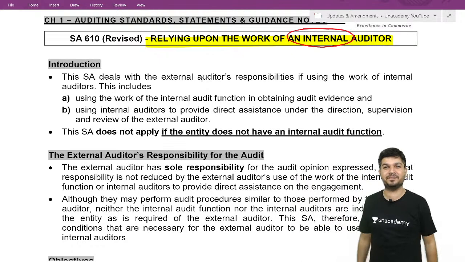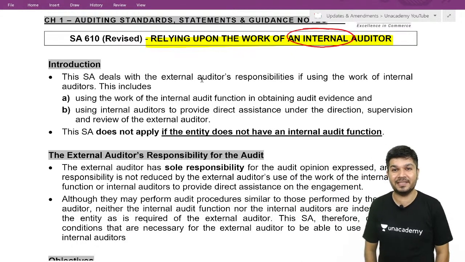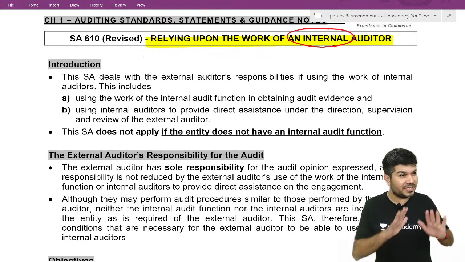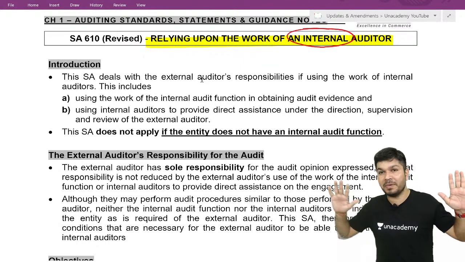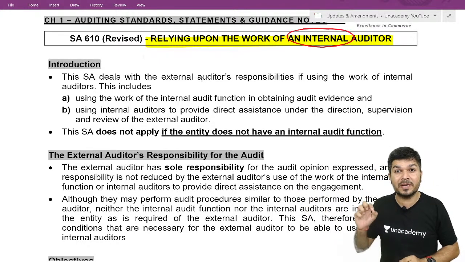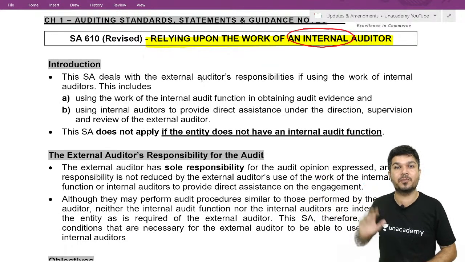And sometimes, under section 143 subsection 3 clause i, I might be required to report on IFC, internal financial control. So I check control to decide what my other audit procedures should be, and sometimes I also check control to give a report on IFC, whether the internal financial controls are proper or not.